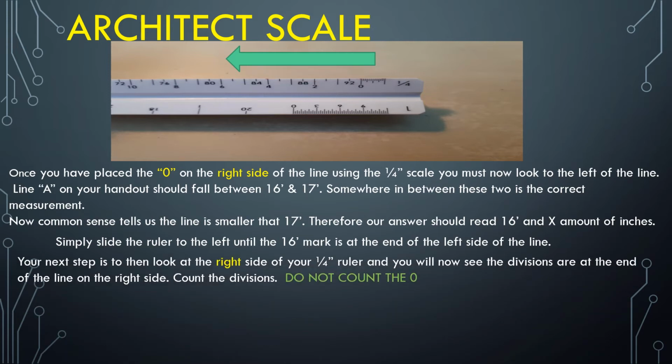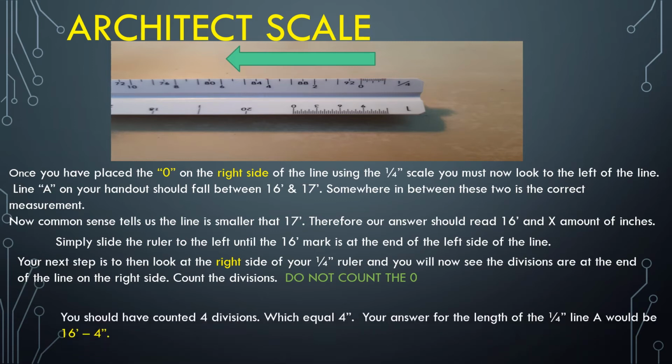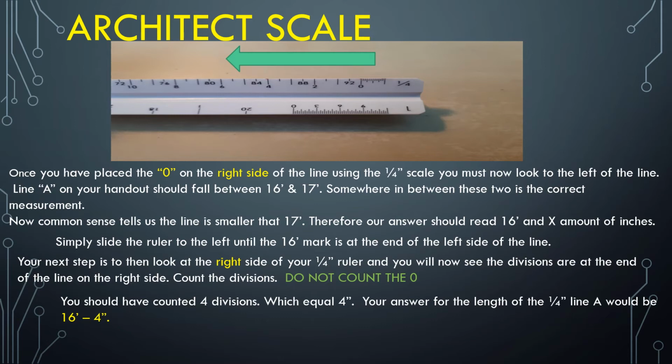Your next step is to look at the right side of your 1/4 inch ruler. You'll now see that the divisions are at the end of the line on the right side, right? Not the 0. You've moved the ruler a little bit, so now you just simply have to count the divisions. And again, you don't count the 0. If everything was done right on the first line A, you'd have 1, 2, 3, 4, roughly 4 divisions. So your answer would be 16 feet 4 inches.